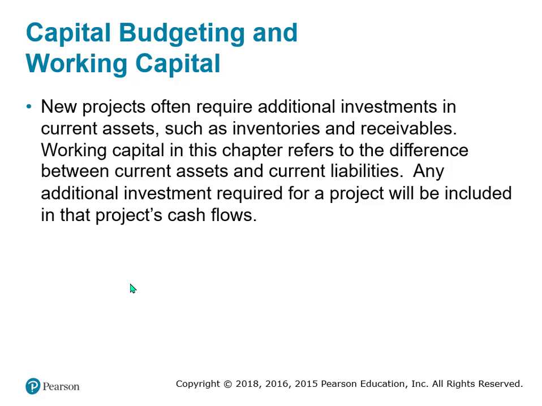Now, new projects often require additional investments in current assets, such as inventories and receivables. And if you are going to have an increase in inventory, that's just like a cash outflow. That's how to consider it, because it decreases working capital. And working capital in this chapter refers to the difference between current assets and current liabilities. And any additional investment required for a project would be included in that project's cash flows. So we show everything as it relates to cash. Cash coming in, cash going out. Depreciation isn't really cash, but we might look at the tax effects of depreciation.